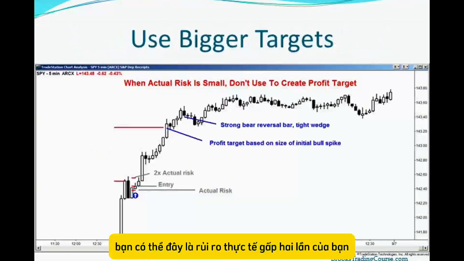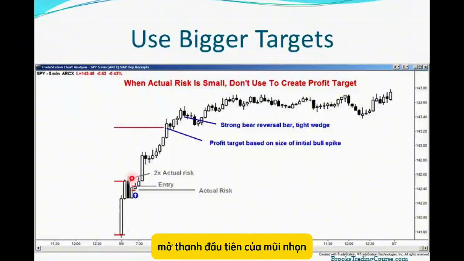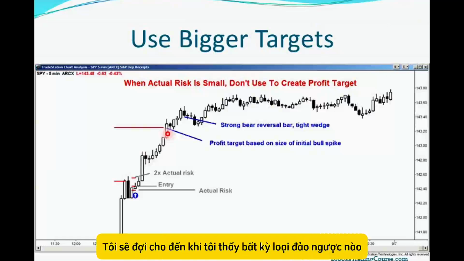Here's your 2 times actual risk. Do not exit there. But if you use the body, the open of the first bar of the spike to the close of the second bar of the spike, you can come up with a projection up here and take half off, for example, at 1 times that height of the spike. When the market is racing up like this, you might decide, well, it's racing, I'm going to let it run. I'll wait until I see any kind of a reversal.